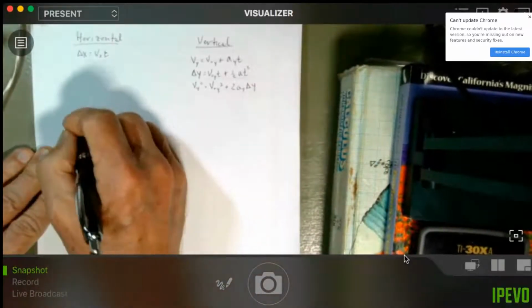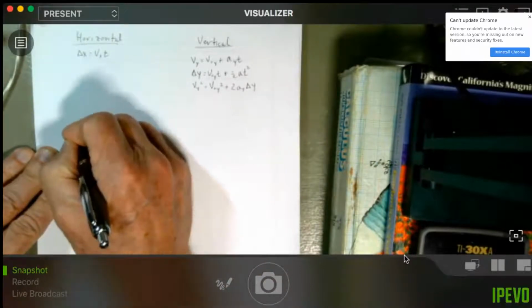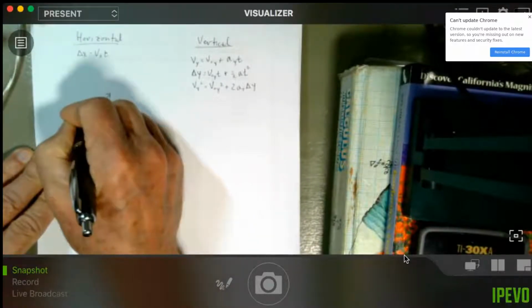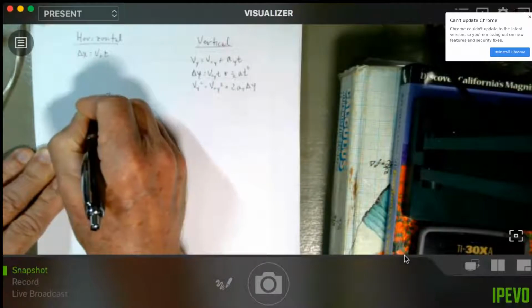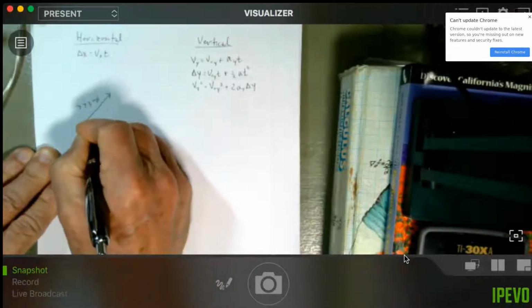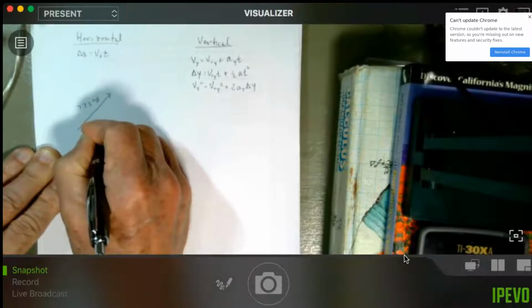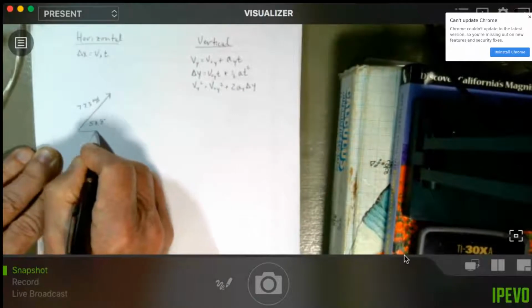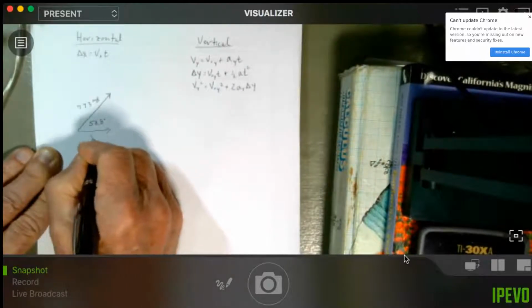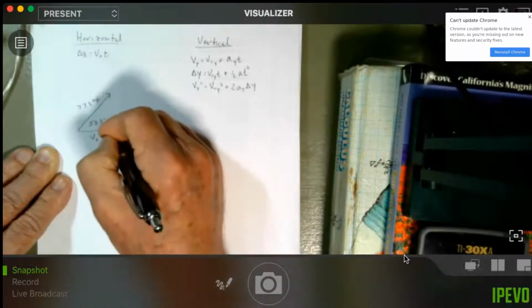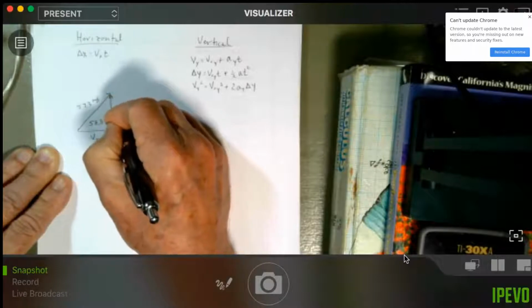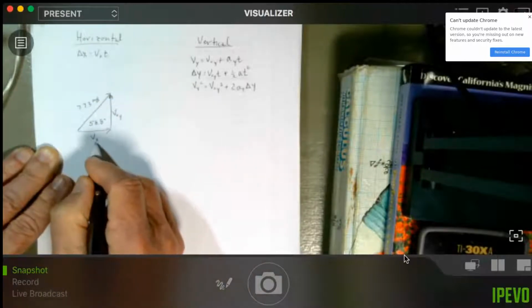So I'm going to make a little drawing. The rocket starts out here and it's fired at 77.3 meters per second. And it's launched at a 58.8 degree angle. So some of that motion is in the x direction. We'll call that the horizontal velocity. And some of it's in the vertical direction. Call that V0Y.